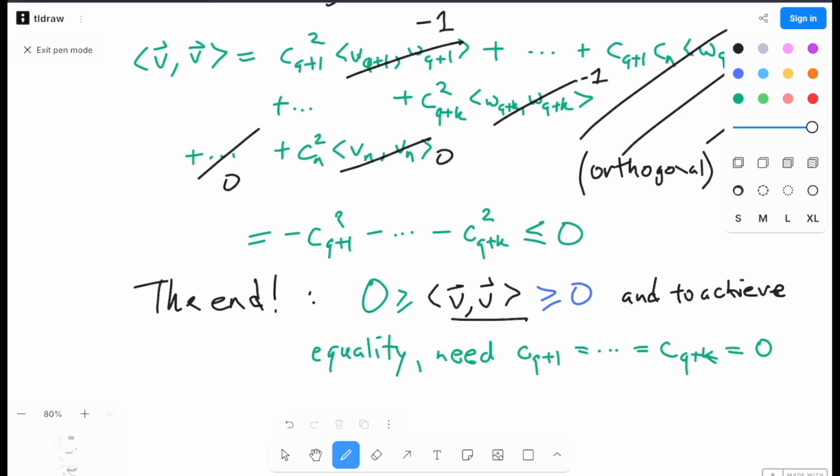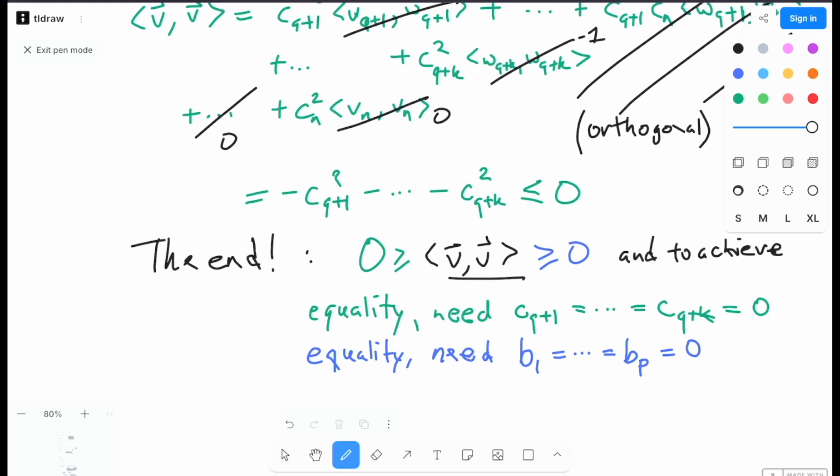Similarly, to achieve equality on the positive side, b1 is equal to b2, all the way up to bp, is equal to 0. So in other words, the relation is trivial, right? We had all of these coefficients. We didn't assume anything about the coefficients, but we have learned that in fact all of the coefficients are 0.